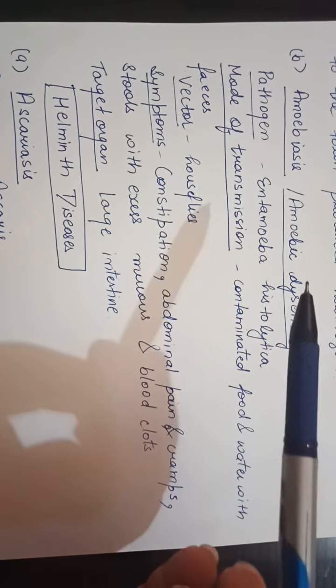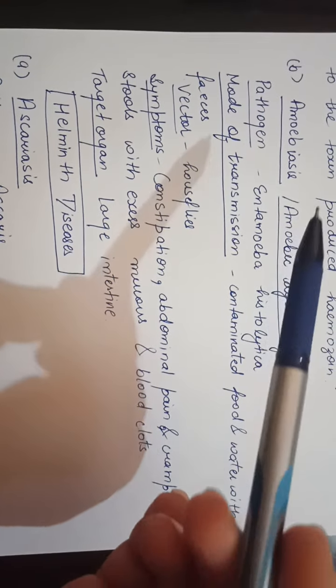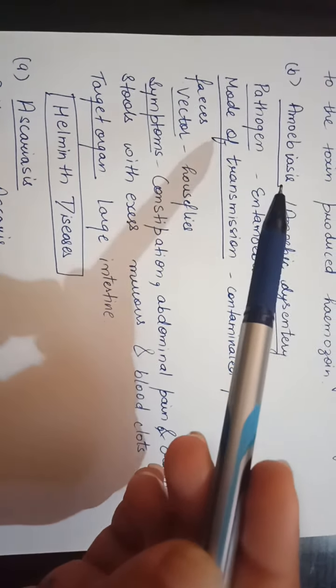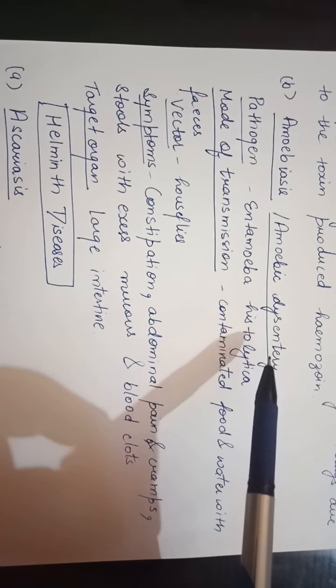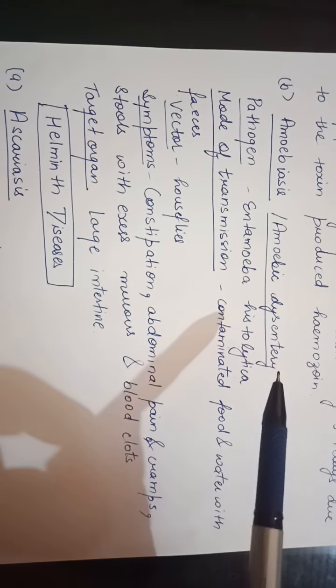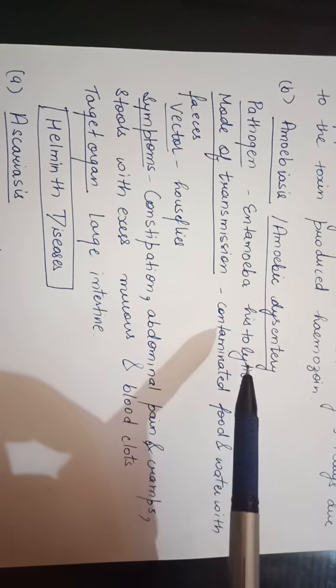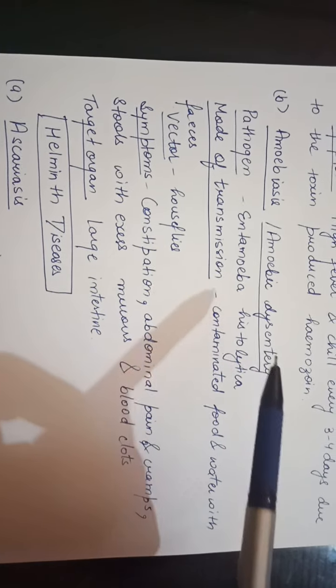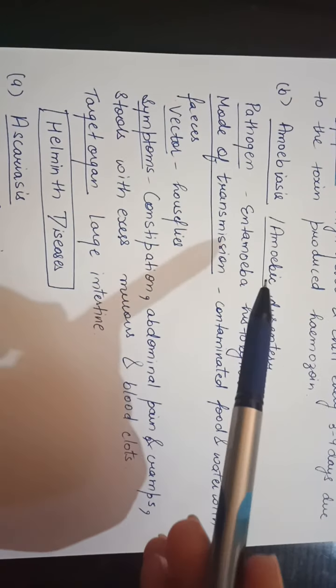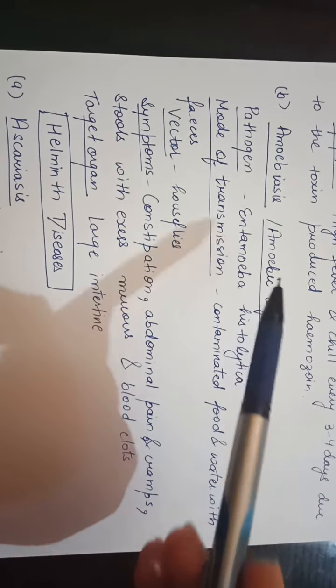Now the next disease that we will discuss is amoebiasis, and it is also known as amoebic dysentery. Dysentery means inflammation of the intestinal part. Simple dysentery is caused by bacteria, but amoebic dysentery is caused by the amoeba, and amoeba is a protozoa.